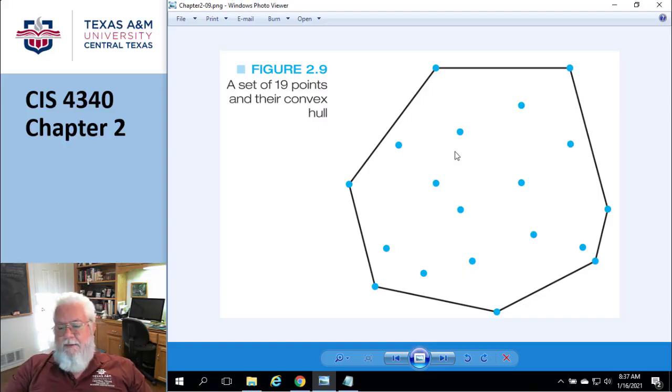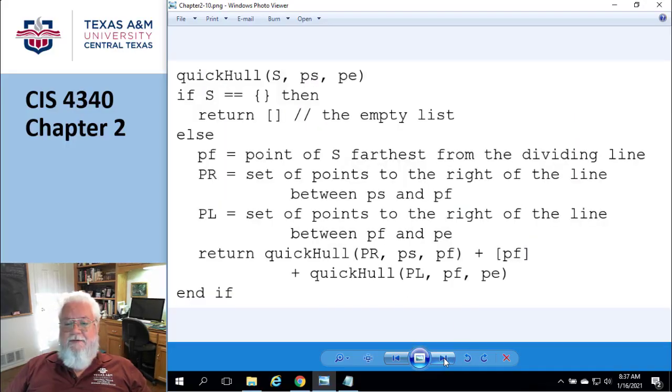Now they show a bit of code on how this is done. It's not really pseudocode, it's just kind of thinking, okay? So here we go. So the point of S farthest from the dividing line. So I just did a dividing line and said, fine, here's my dividing line. Now which one is farthest from that? And then the set of points to the right of the line between that, and then a set of points to the right of the line between these other two things, and then you just do it again, and again, and again, over and over, by just dividing this thing up into chunks, and then passing it where the distances are above or to the right of the line, so to speak.